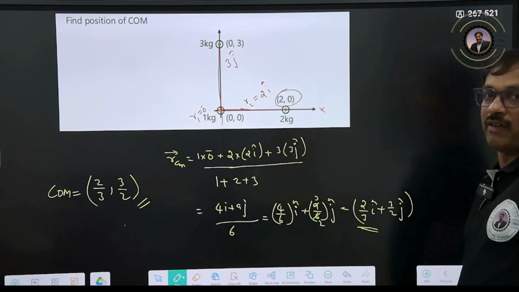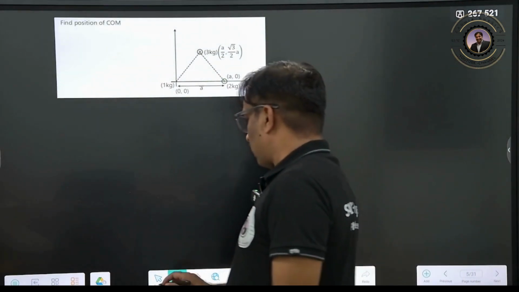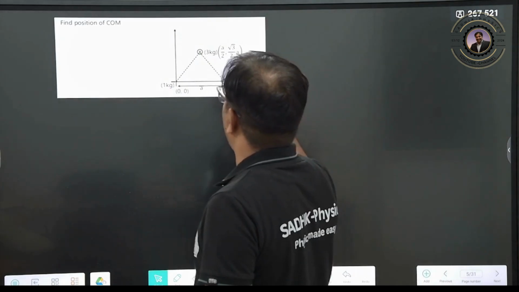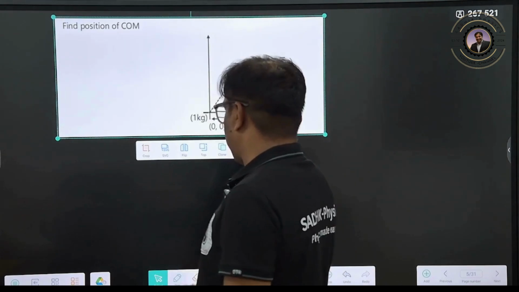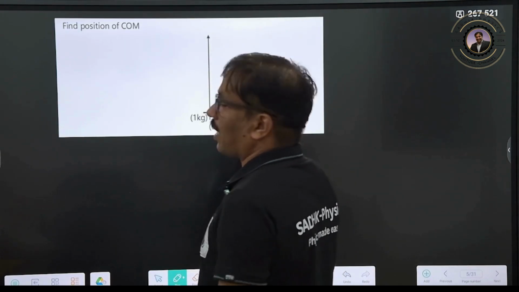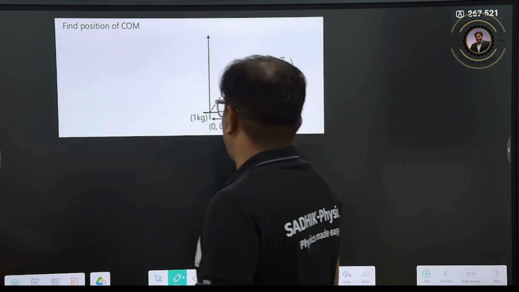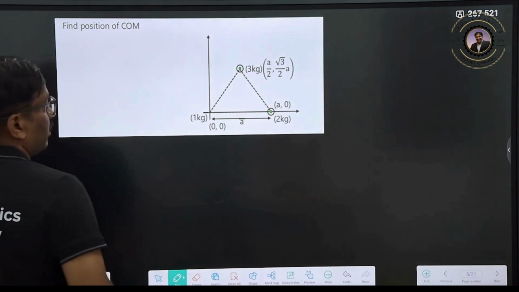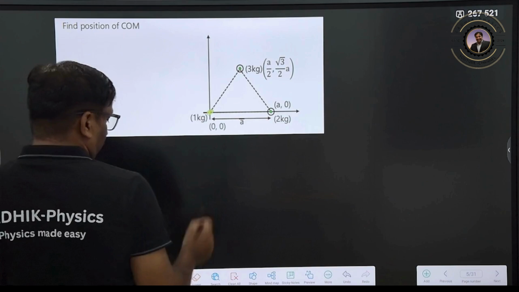Always denote positions like vectors. Very simple one. Here everything is already given. If it is not given, you have to find it, like the height of an equilateral triangle, all this you can calculate. So here again the same story, we are calculating from here.